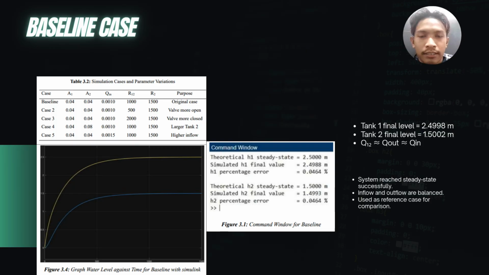For the baseline case, the tank 1 final level obtained is 2.4998 meter and the tank 2 final level obtained is 1.5002. The system reached steady state successfully. Inflow and outflow are balanced. We use this as the reference case for comparison.